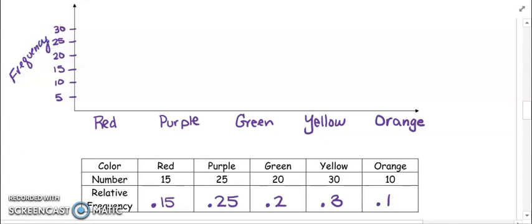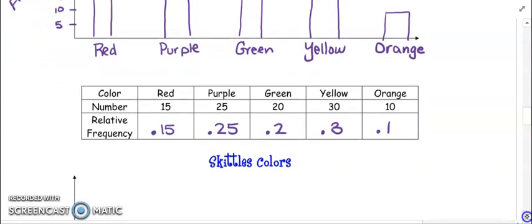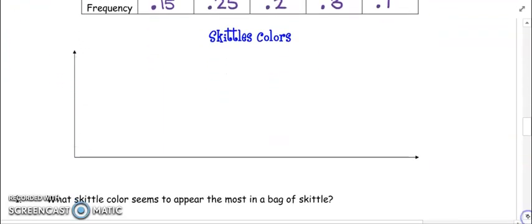And then I can do my bars. For red, I had 15. For purple, I had 25. For green, I had 20. For yellow, I had 30. And then for my orange, I had 10. All right. Now that was doing it for frequency.